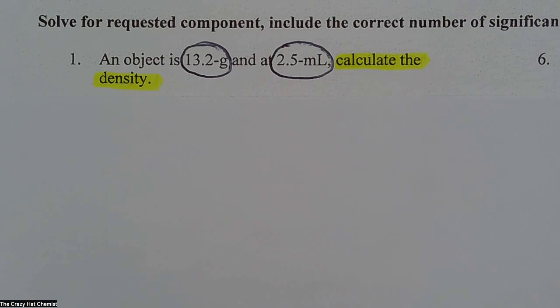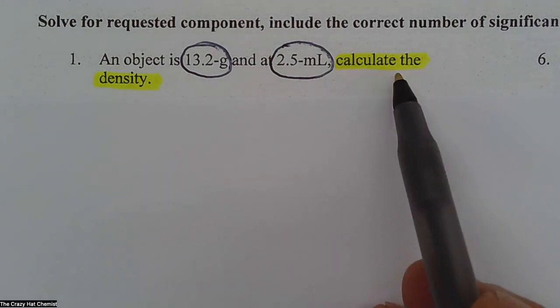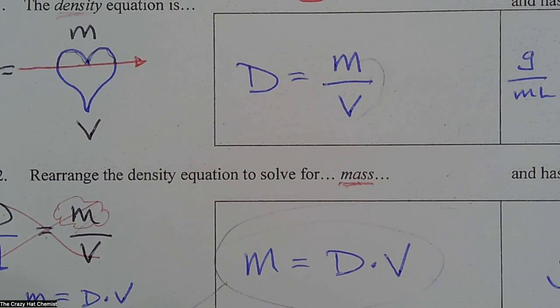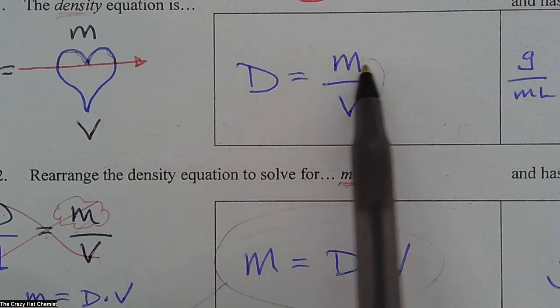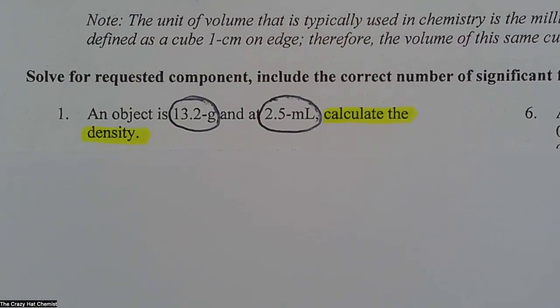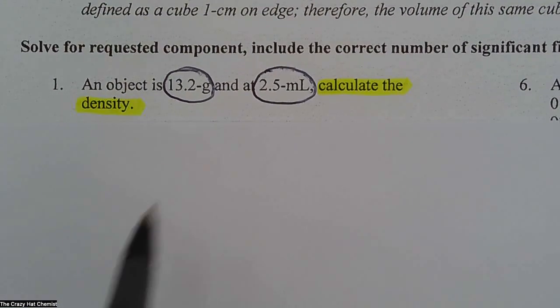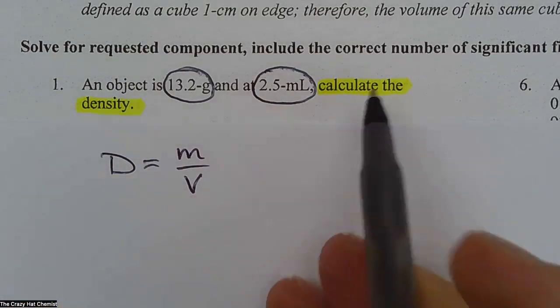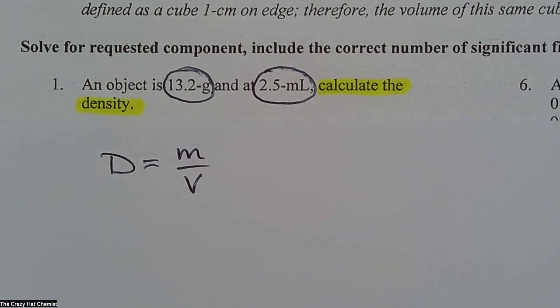All right, so it says calculate the density. So what we're going to do is scroll this piece of paper on up and ask, what is the density equation? Density is equal to mass over volume. So I'm going to rewrite that. That's going to be really important here. Density is equal to mass over volume. Why am I writing that? Because it says calculate the density.